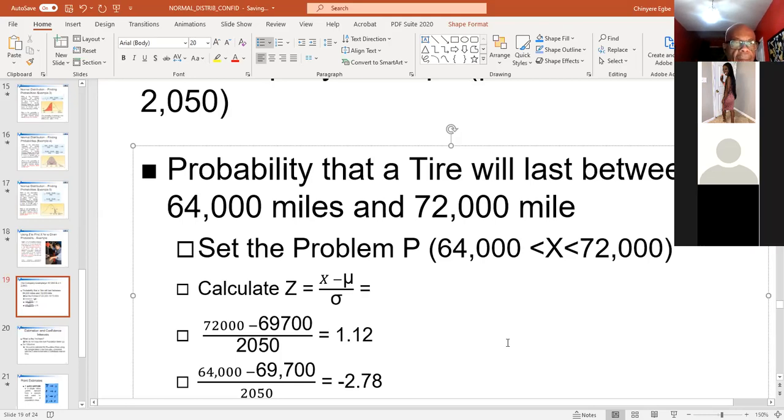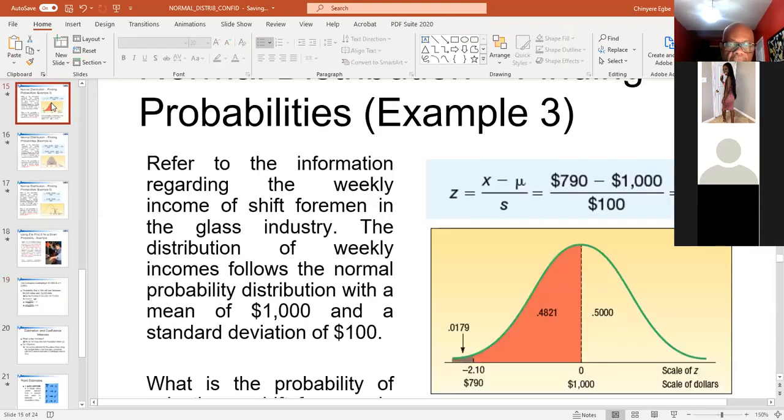Okay. Now, let's go back. We see here, as we said before, that the normal distribution is symmetrical. So the area of the curve on the left side, on the negative side, is equal to the area of the curve on the positive side. Do you get that point?